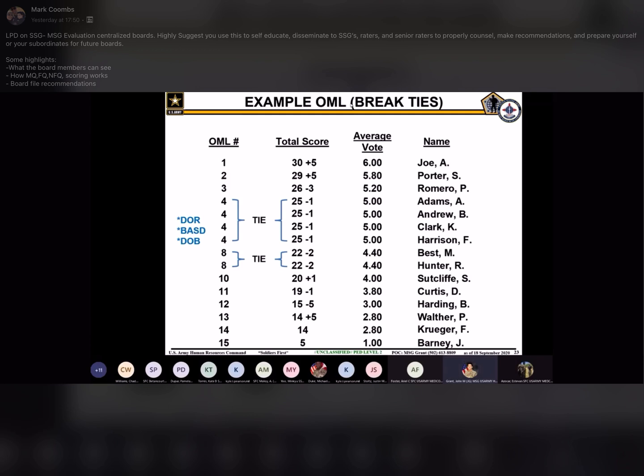So first we look at date rank. Whoever is most senior by date rank will be the one to move all the way up within that tie. So if you look at Harrison, let's say Sergeant Harrison is the most senior date rank out of these 4 individuals. Harrison will move all the way up to 4, and then Andrew will be 5, 6 will be Clark, 7 will be the other one, depending on where they fell. Okay.